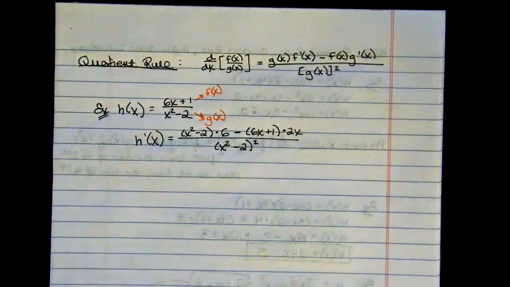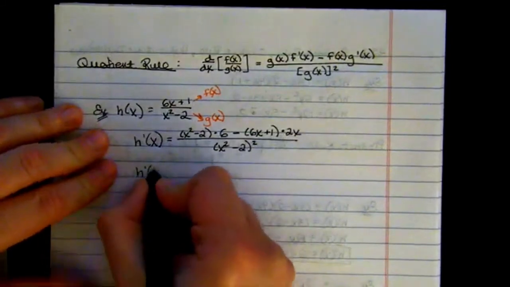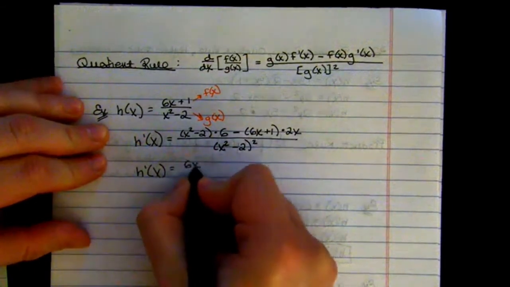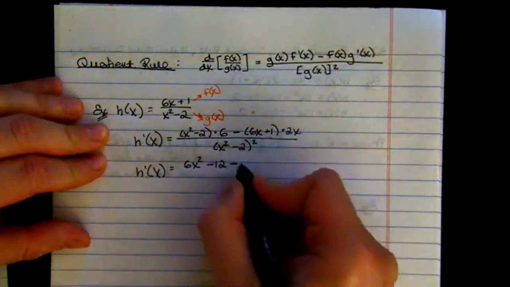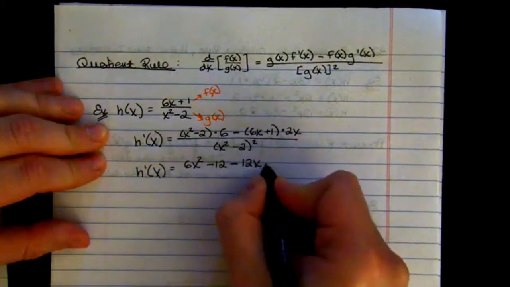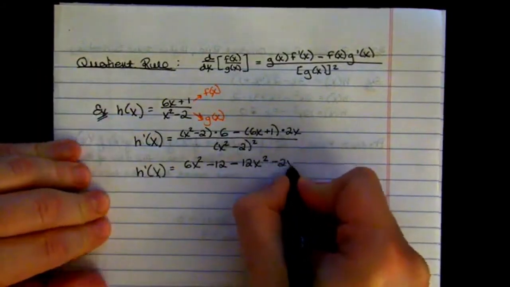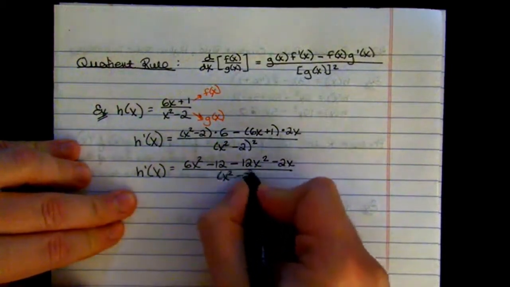Take a moment, clean up the numerator, distribute, combine like terms, but leave the denominator factored, and that's how we're always going to try to leave these things. We're going to get 6x squared minus 12, minus, make sure when you're distributing the 2x, you also distribute the negative, minus 12x squared, I think, yep, minus 2x over, I'm going to leave all that stuff there, x squared minus 2 squared.